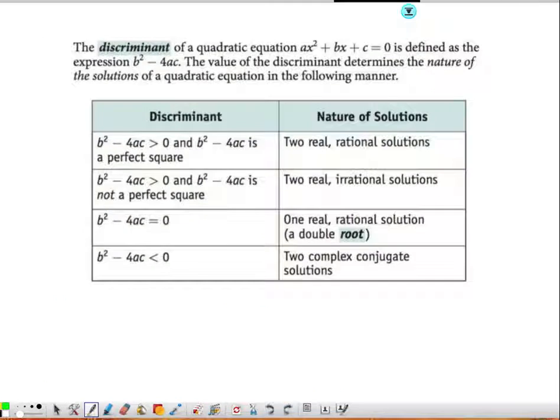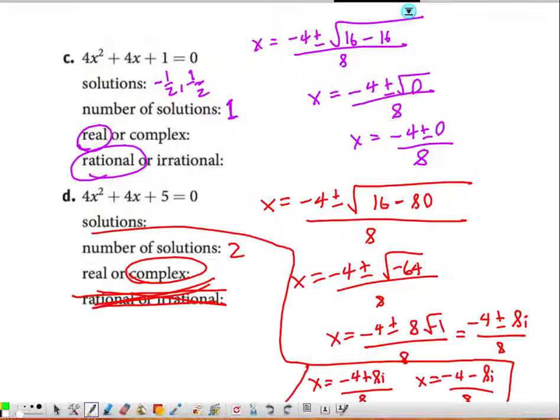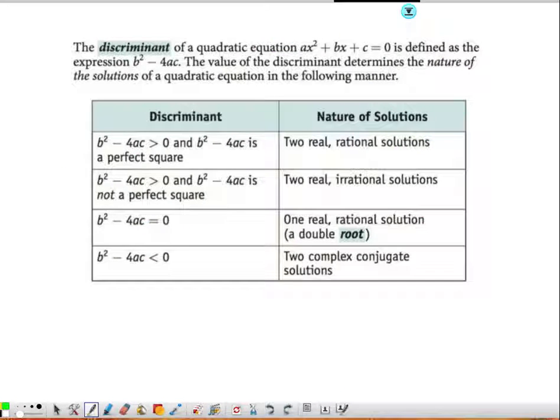So we did all of that. The discriminant of a quadratic equation ax squared plus bx plus c equals 0 is defined as the expression b squared minus 4ac. The value of the discriminant determines the nature of the solutions of a quadratic equation in the following manner. So take a look at this table, and the discriminant is b squared minus 4ac.